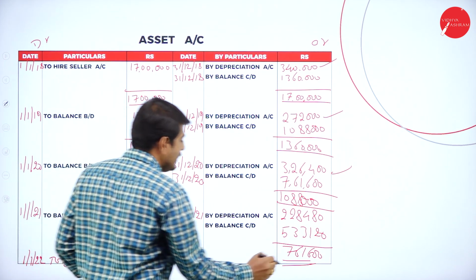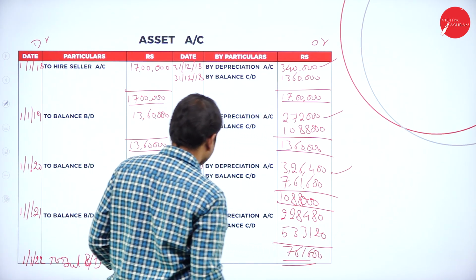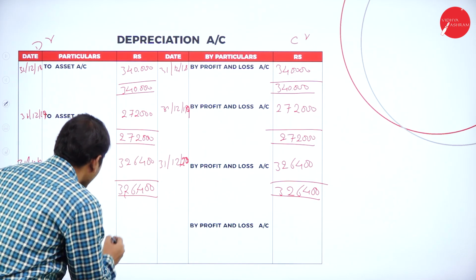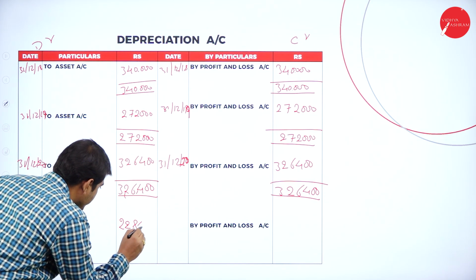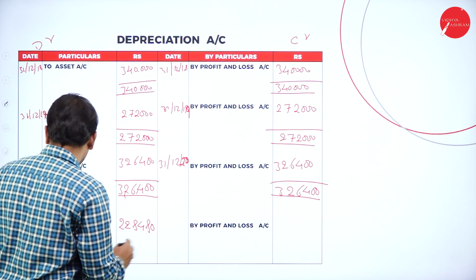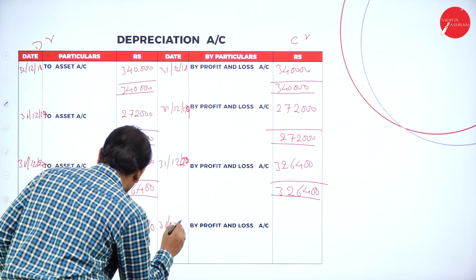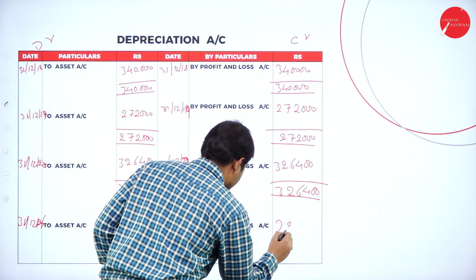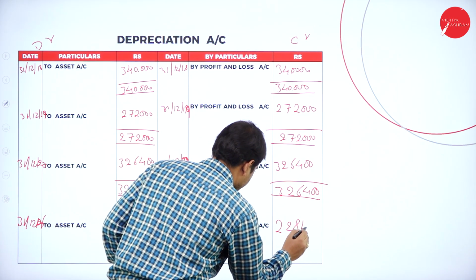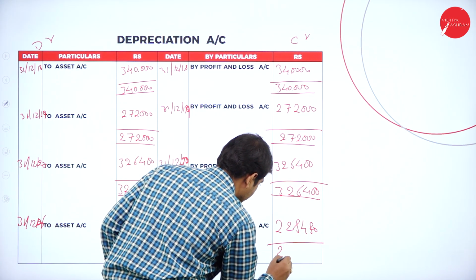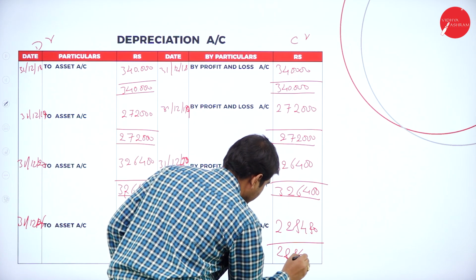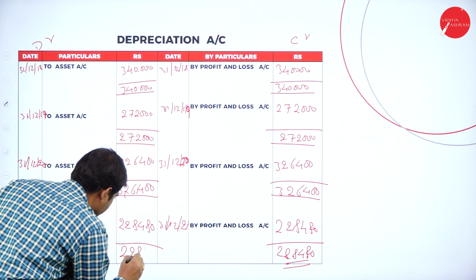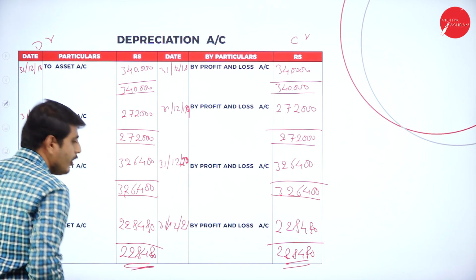So what is the last year depreciation? 2,28,480. Again 31st/12/21, 2,28,480. If you tally, 2,28,480, here also 2,28,480. So I hope you're understanding.